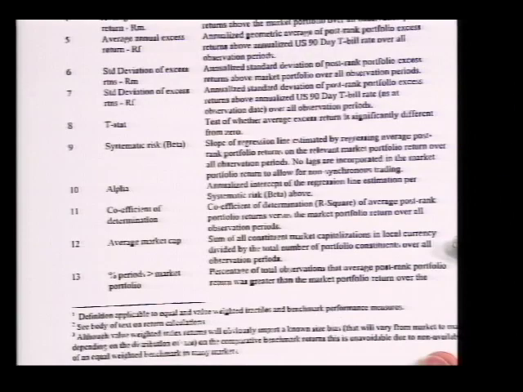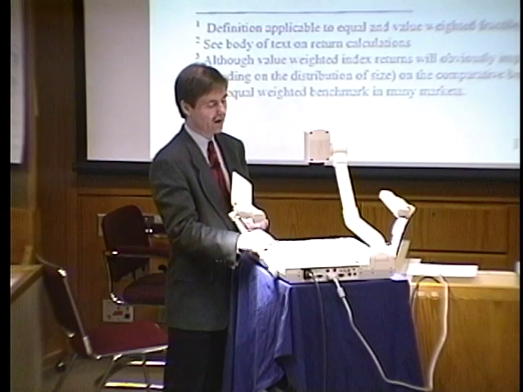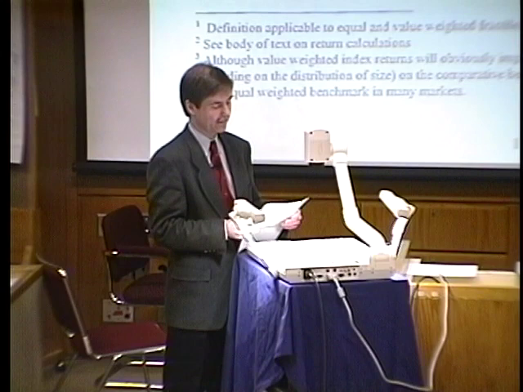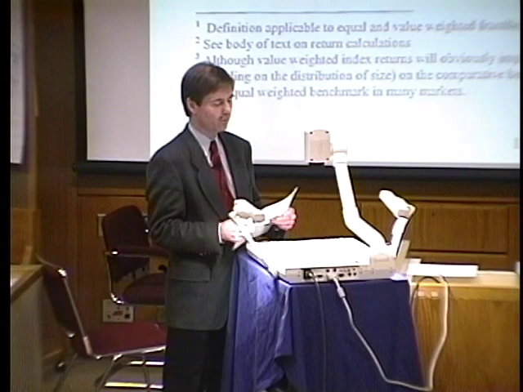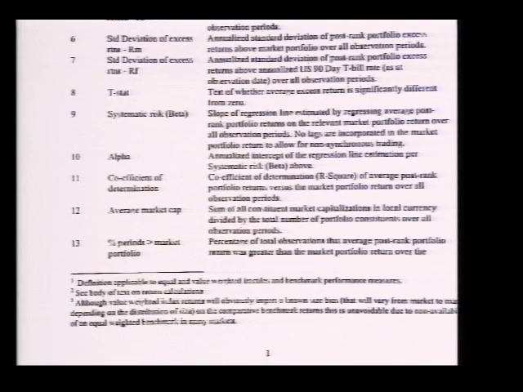11 is the R squared of the regression on the market. Number 12 is the market capitalization. And then number 13, we start to look at performance relative to the market. So this is the percentage of total observations that the portfolio return was greater than the market portfolio. So what is the percentage of months that we actually beat the market portfolio or our benchmark? This is kind of interesting because it might be that your average excess return relative to the benchmark is positive, but if you're only beating the market 30% of the time, that's maybe not that impressive for the particular attribute that you're looking at.